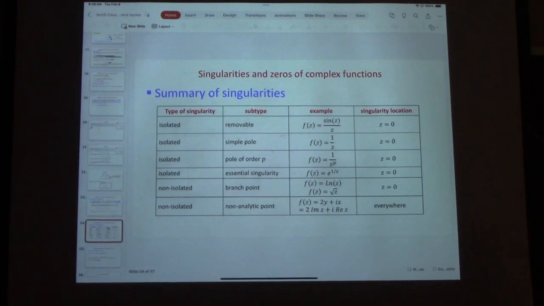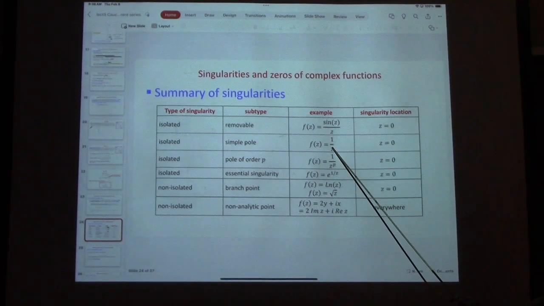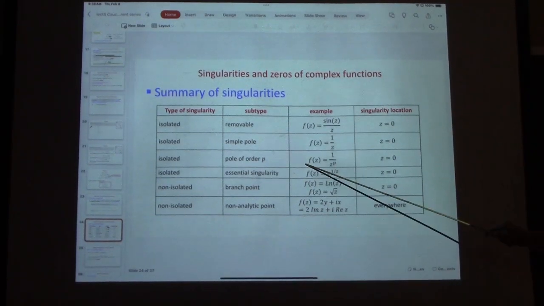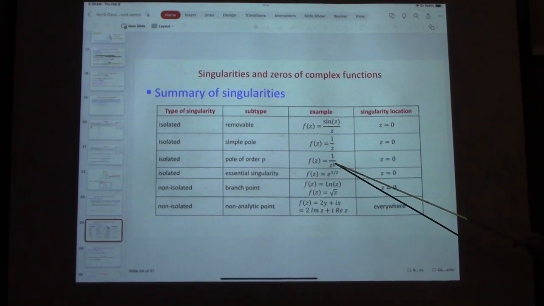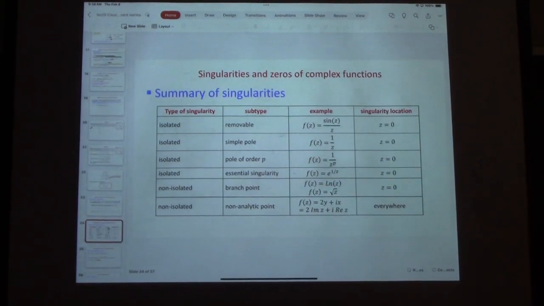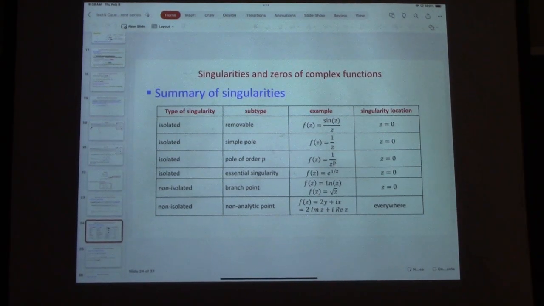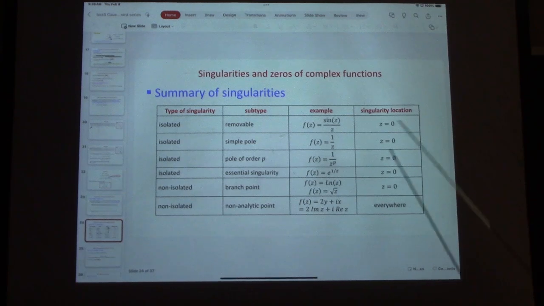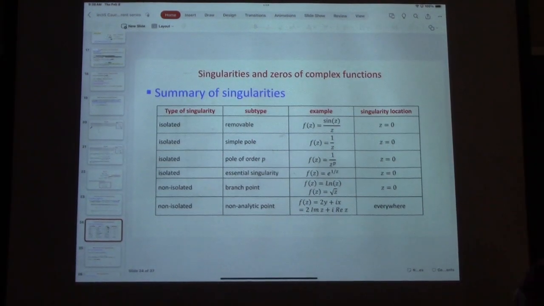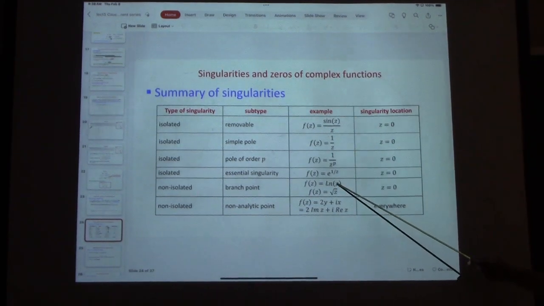Okay? And then a simple pole is of order 1, 1 over the zero factor to order 1. So 1 over z. So that's a simple pole. And order p is 1 over z to the p. That's order p, right? This guy has an essential singularity. You can never quantify it by a pole of a finite order. It's an infinite order, okay? So that's essential. And the branch point here is not a pole, but it's a singular point, like 0 for this function and that function.